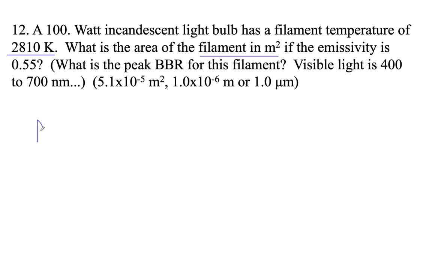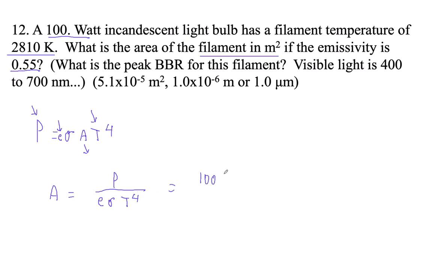Let's see. So we're going to use the Stefan-Boltzmann law, which is emissivity times sigma times area times temperature to the fourth. And we're being told that it's a 100-watt bulb, right? So we know the power. We know the temperature. We know the emissivity, right? And then we're being asked what the area is. So let's figure this out, right? Area is going to be the power divided by the emissivity and by sigma and by the temperature to the fourth. Is that right? I think so.